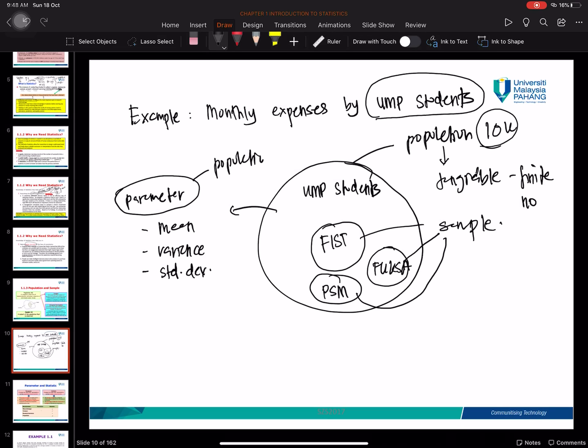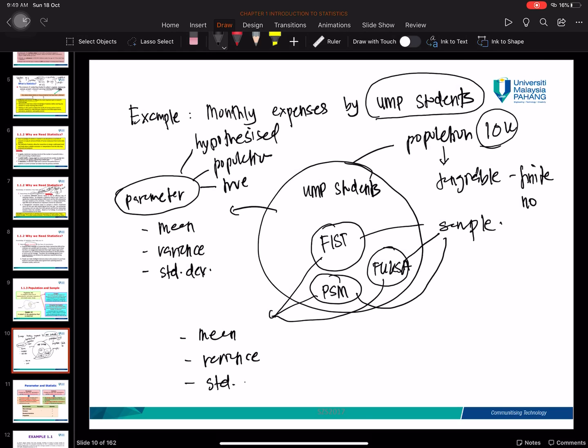So we call it population mean, or true mean, or hypothesized mean, also parameter. So we have 3 terms that we use here: true value, population value, or hypothesized value. They are parameters. Any numerical value that you calculate from the sample, similarly, let's say we calculate mean, variance, and standard deviation, we call it a statistic. Other terms that we use: sample mean, sample variance, sample standard deviation.